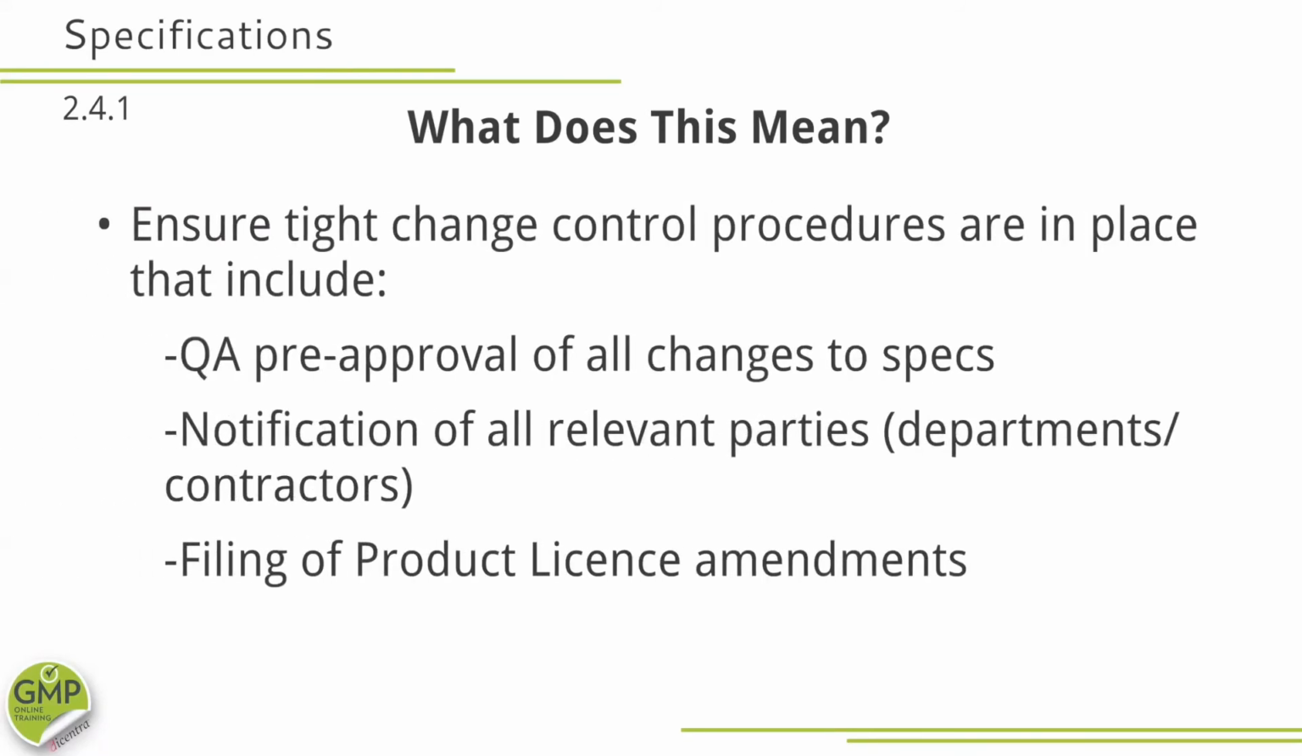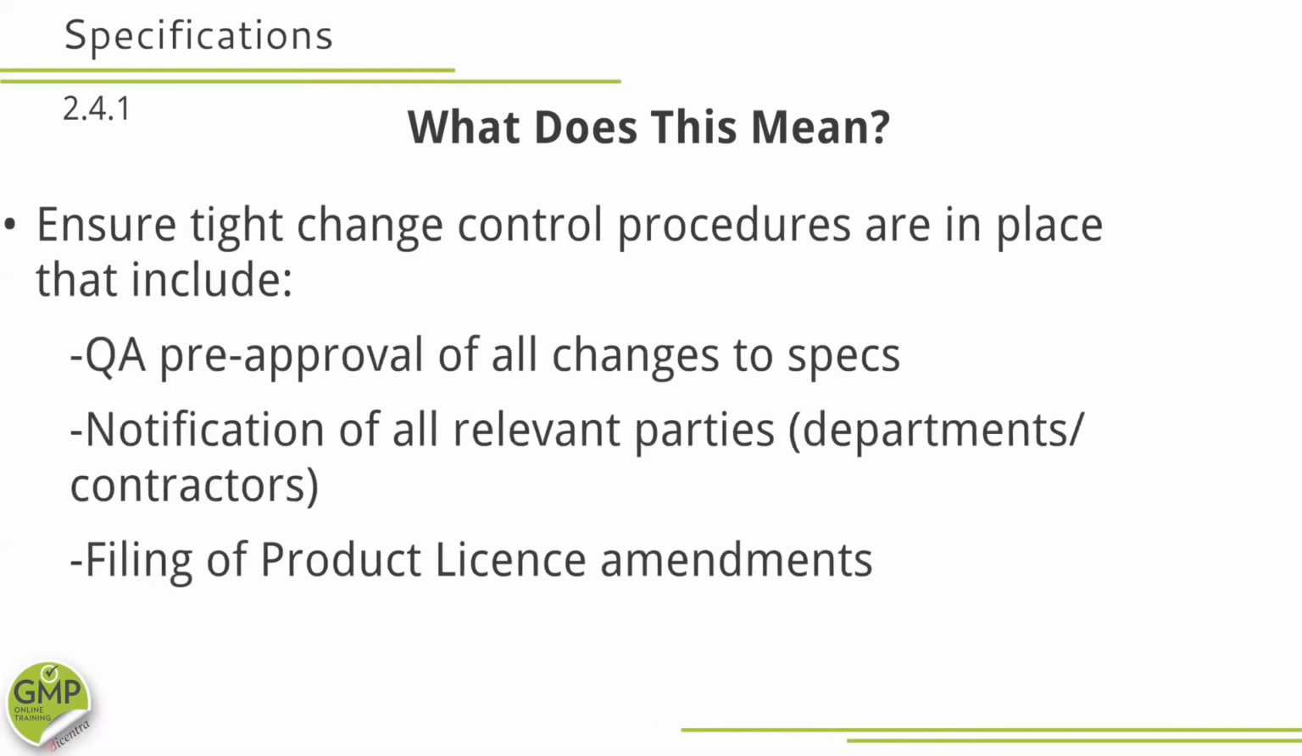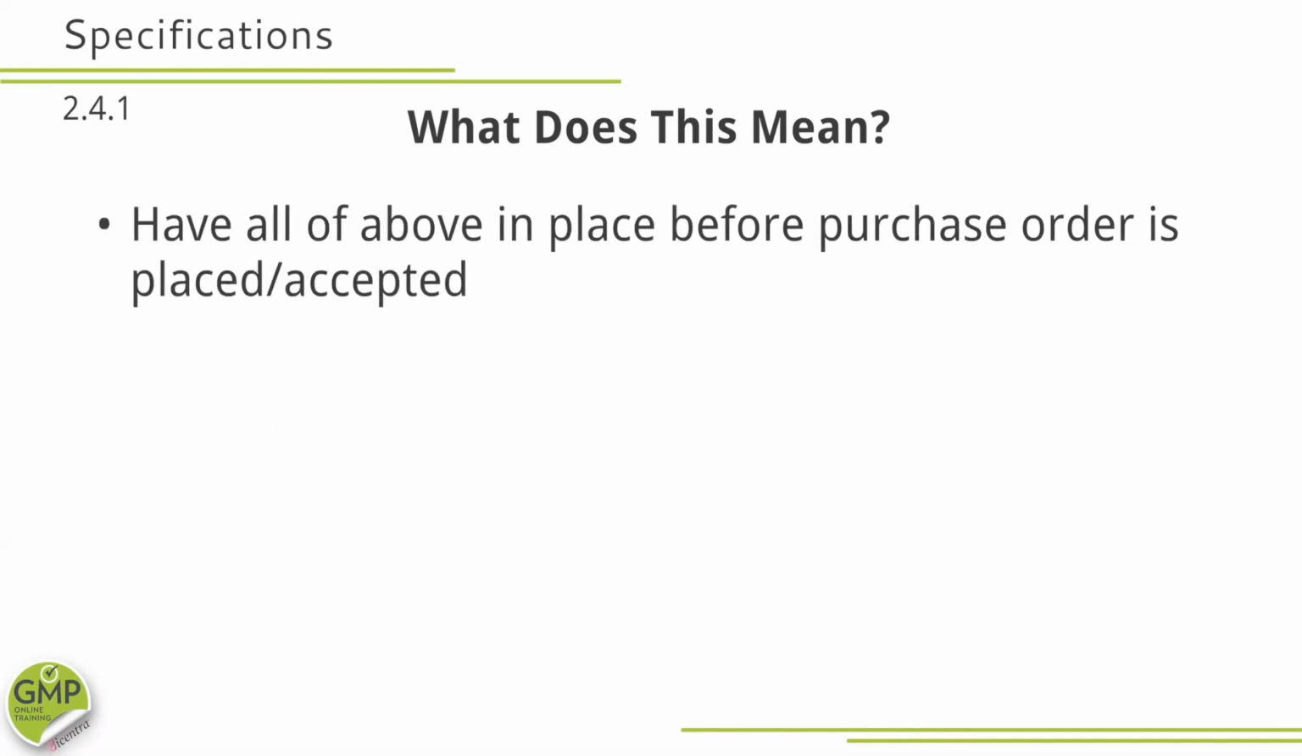You should ensure that tight change control procedures are in place that include QA pre-approval of all changes to specs, notification of all relevant parties, all departments and contractors, and the filing of product license amendments. Bear in mind, the changes to specification require that a product license amendment be filed, and that change cannot be implemented until approved by the NNHPD. Whenever possible, have all of the above in place before a purchase order is placed or accepted. That is, while everyone still has a vested interest and can bring pressure to bear. Once purchasing has secured a good deal and the salespeople have their commission, they tend to lose interest fast.